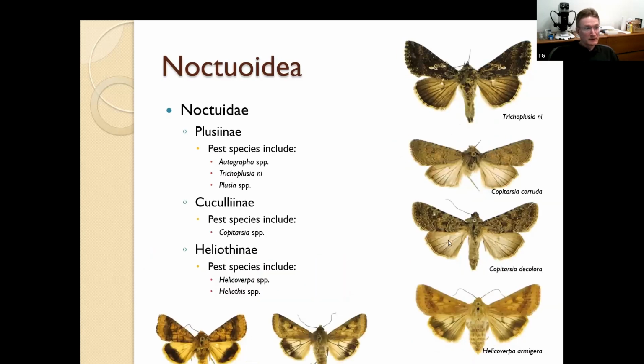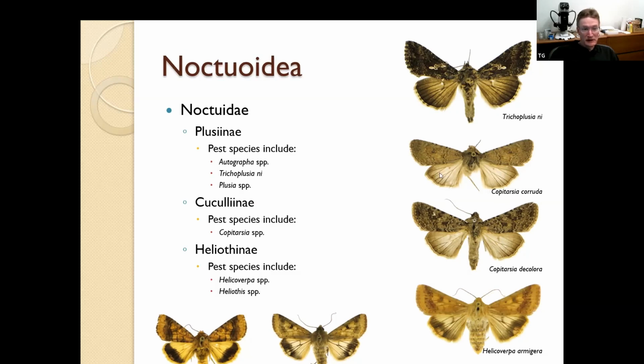And so the Plusiines include things like Trichoplusia ni, and other species of Plusiines like Chrysodeixis includens. I don't have a picture of it here, but it's one of the most common species in the New World, and especially in the New World tropics, something you definitely might encounter.